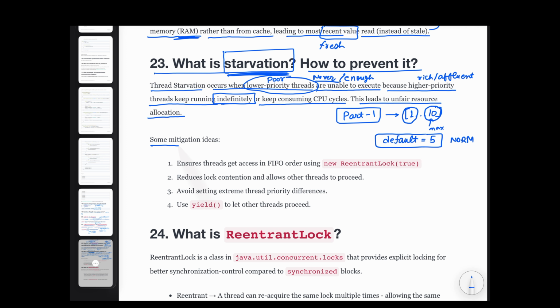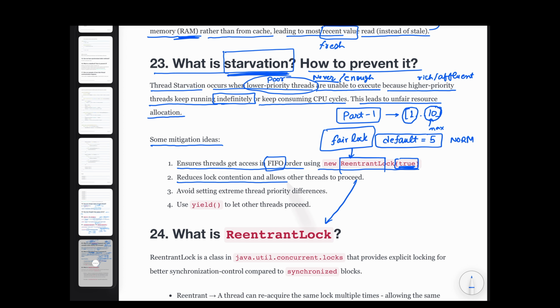So some of the mitigation ideas: ensure that threads get access in first in, first out order using new ReentrantLock(true). You need to pass this boolean true in the argument. Then it will become a fair lock. We will come to the concept of ReentrantLock in the next question. But for now, understand that if you pass true in the argument, then it becomes a fair lock. So it will lead to threads accessing in first in, first out order. It also reduces lock contention and allows other threads to proceed.